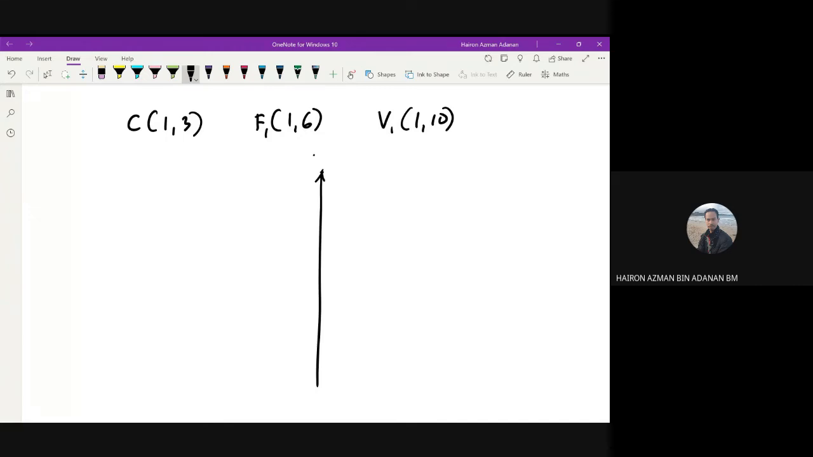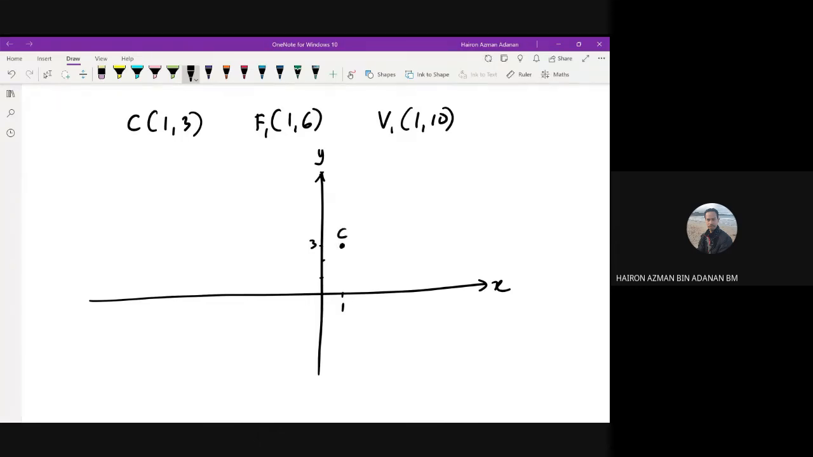When I draw, x-axis dulu, y-axis and x-axis. Okay, where is the 1, 3? This one is 1, 3. Okay, 1, 2, 3. 1, 3 here. This is your center. And focus is 1, 6. Maybe 6 here. This is your focus. Oh, we don't have enough space. I think better I redraw again.